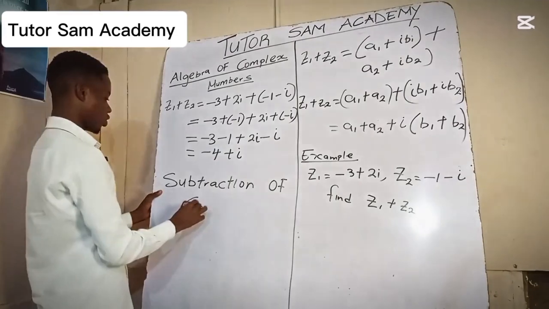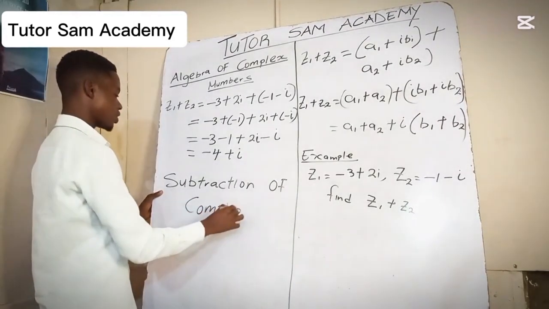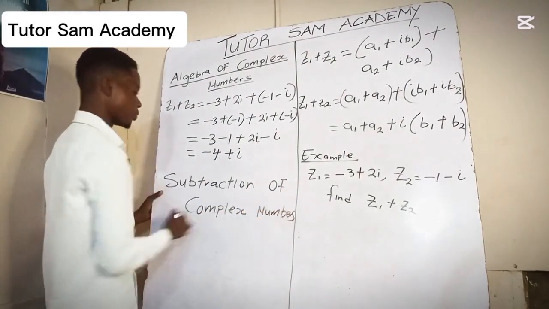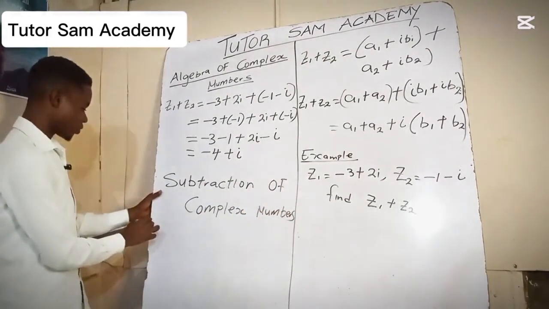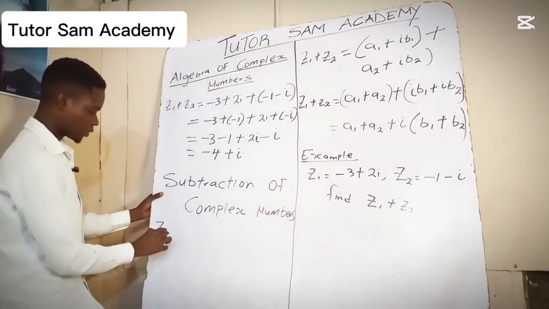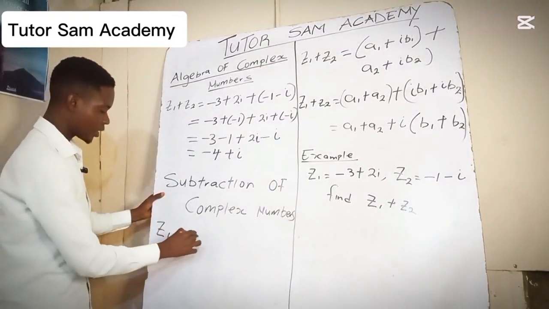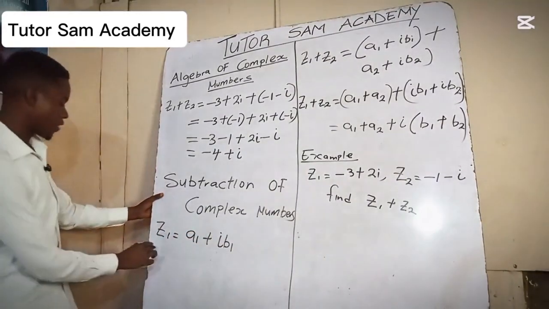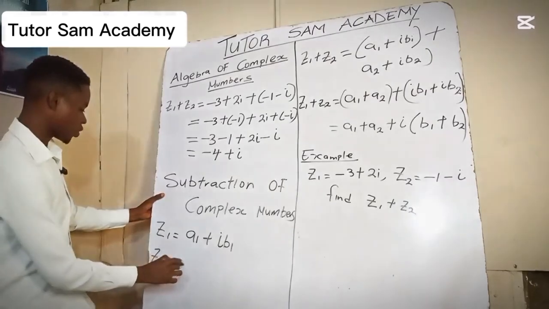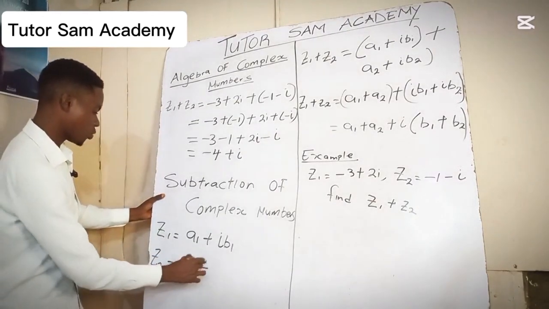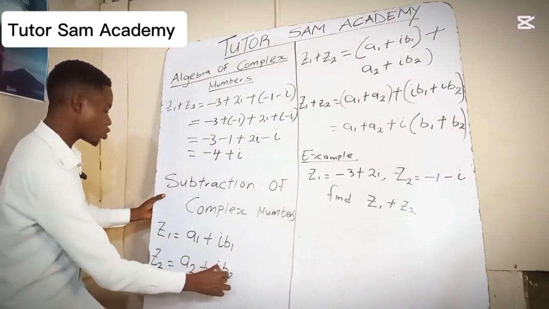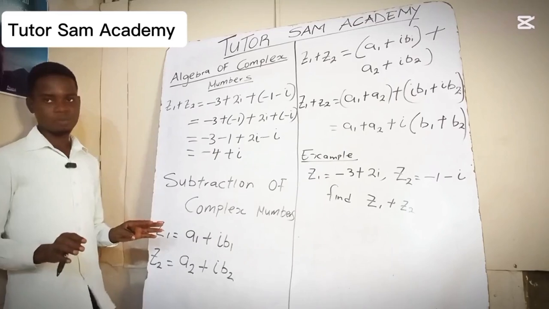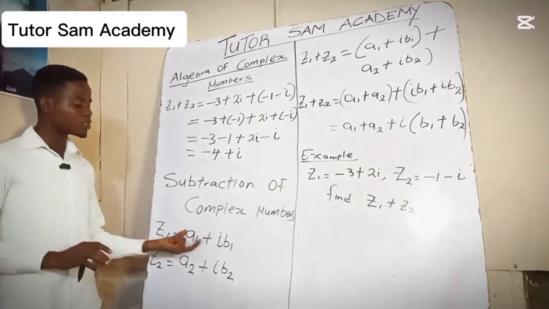So let's take an instance. We have Z1 is equal to A1 plus IB1. We have Z2 to be equal to A2 plus IB2. Don't get confused with all these things. I'm just using this as an instance, because complex numbers will always be in these forms.